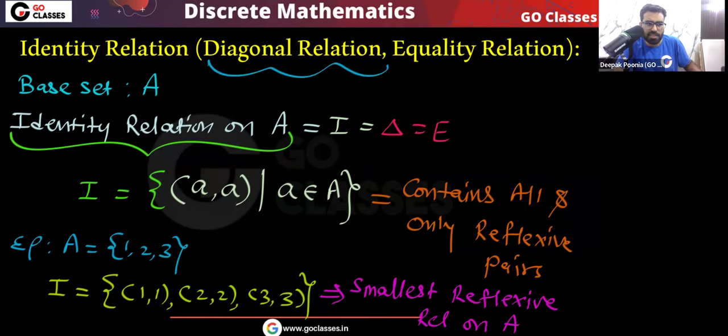Why it is called diagonal relation? Because you can see, in the matrix representation of the relation, these are the main diagonal elements. So I hope you understood that identity relation is also called diagonal relation, and the reason it is called equality relation. Remember, for any base set A, if the base set is fixed, then the identity relation is also fixed. Very simple.